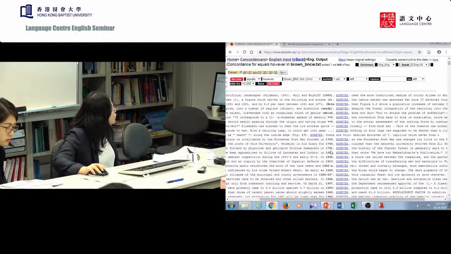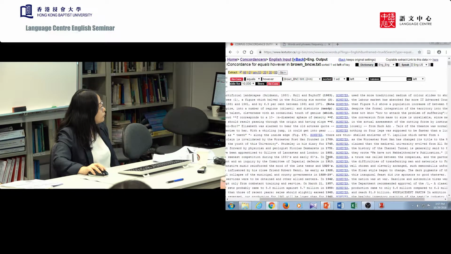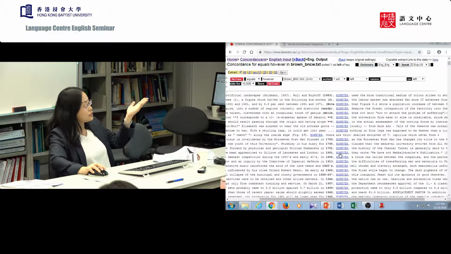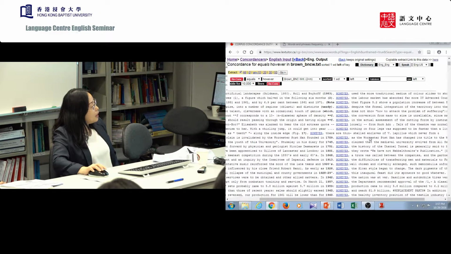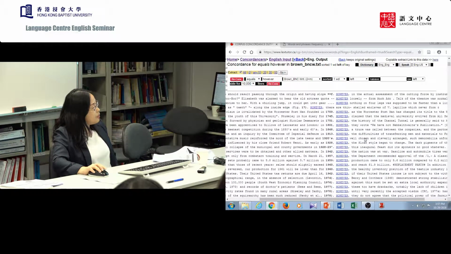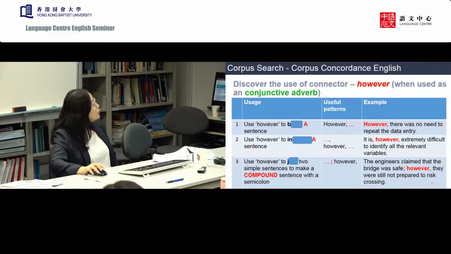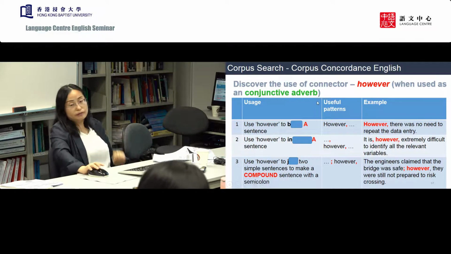There are also this kind of use, so "however" is put between two commas. Again, in this case, even if we delete "however", the sentence still makes sense. So it's an adverb, not a connector. By so doing, we can easily summarize the three use patterns for "however" when it is used as a conjunctive adverb.